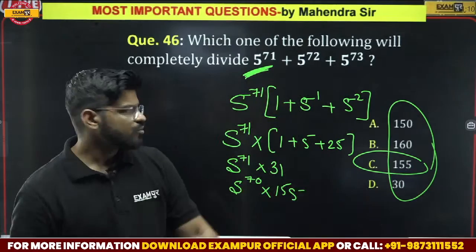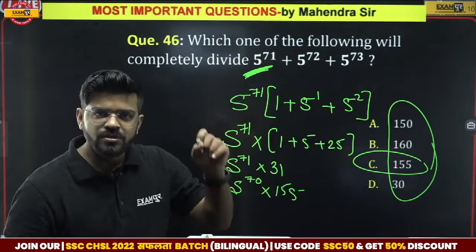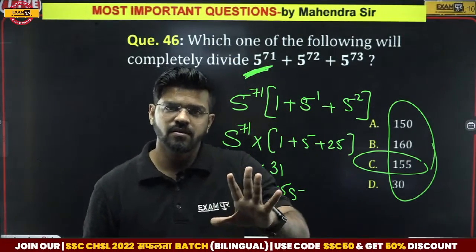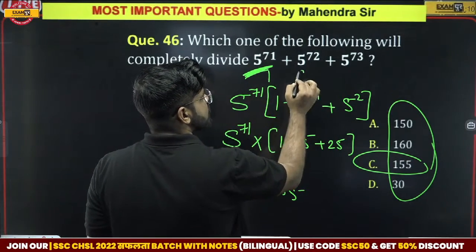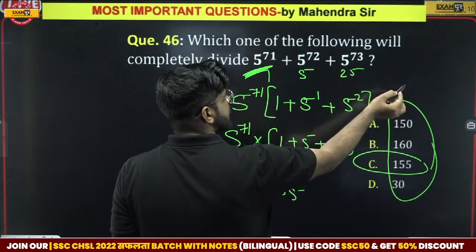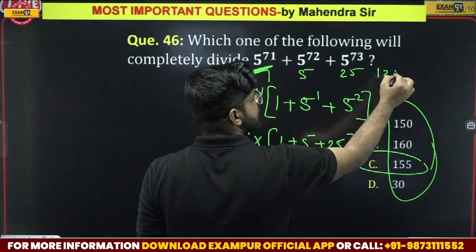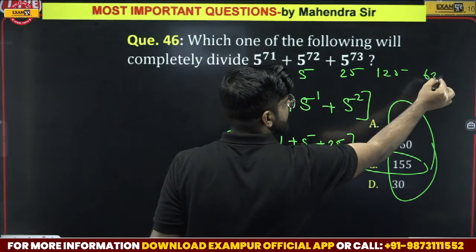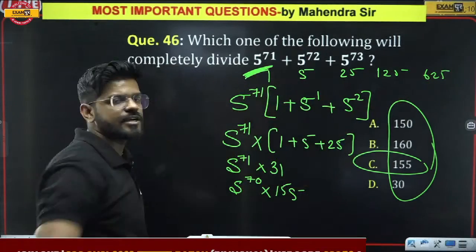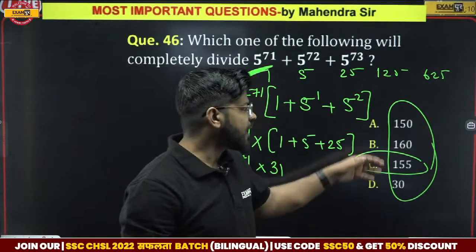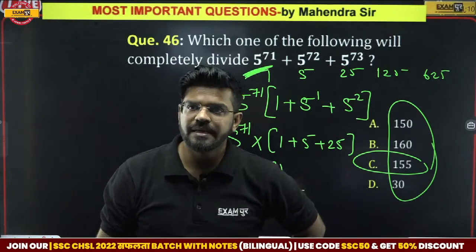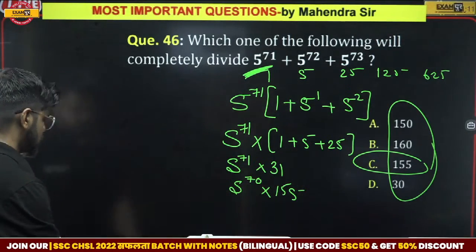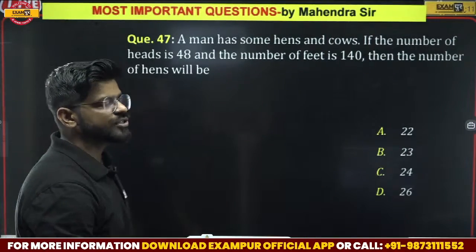So you don't have to do this much. You just require logic. The logic is that if you take this common, you will get 1, 5, 25, and if there is one more, 125 because 5 cube, again 625, and you just add it all and find out which number is going to divide this number. Clear? Super. Tell me the answer for this question.